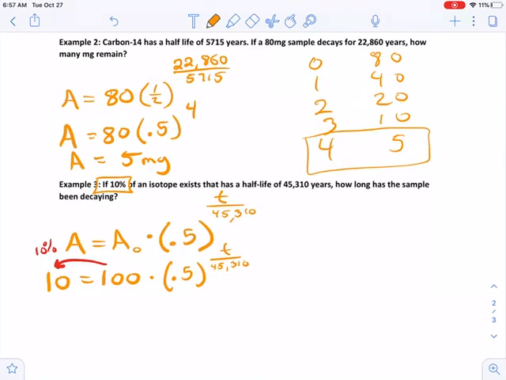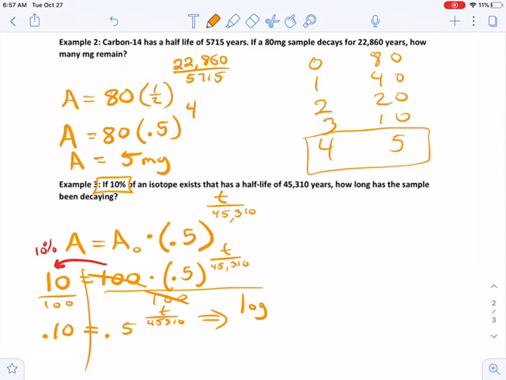So our first step here in solving for t is, I'm going to divide both sides by 100. And then we get 0.10, and that's our 10%. So if you're more comfortable or knowledgeable about this, you can just put that percentage on the left and not worry about the starting amount. I generally just say, okay, I'm going to assume I started with 100 and then just put my percentage as a whole number on the left-hand side. So now I've got 0.5 to the t over 45,310.